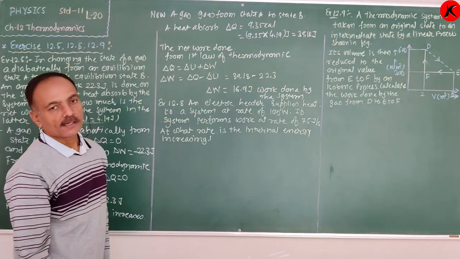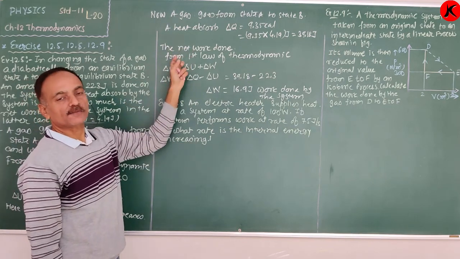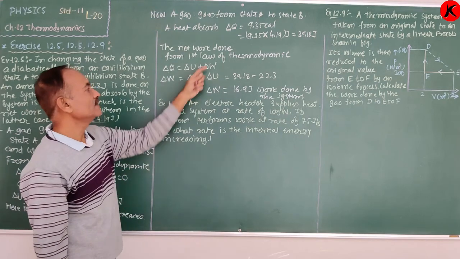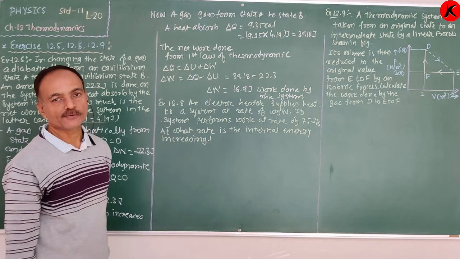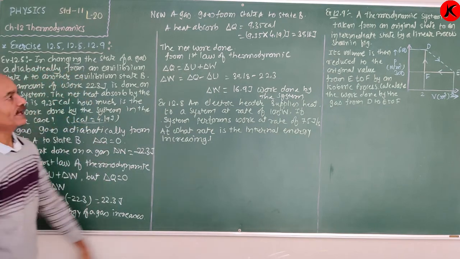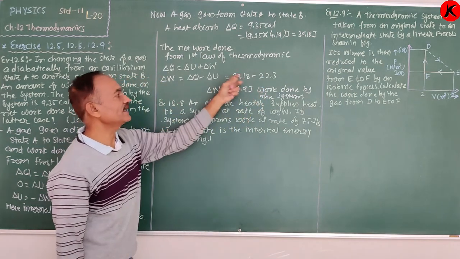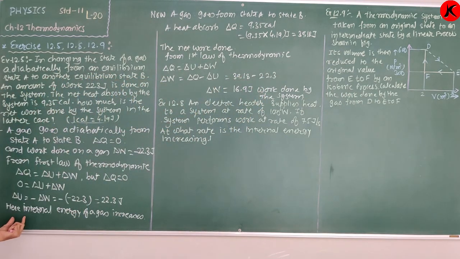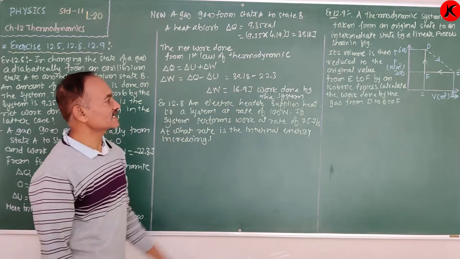Now, how do we calculate the net work done? From the first law of thermodynamics, delta Q is equal to delta U plus delta W. Therefore, delta W is equal to delta Q minus delta U. Delta Q, already we calculated in joule, the heat absorbed, 39.18 joule. And we already calculated the increase in internal energy as 22.3 joule. So the subtraction is 16.9 joule.